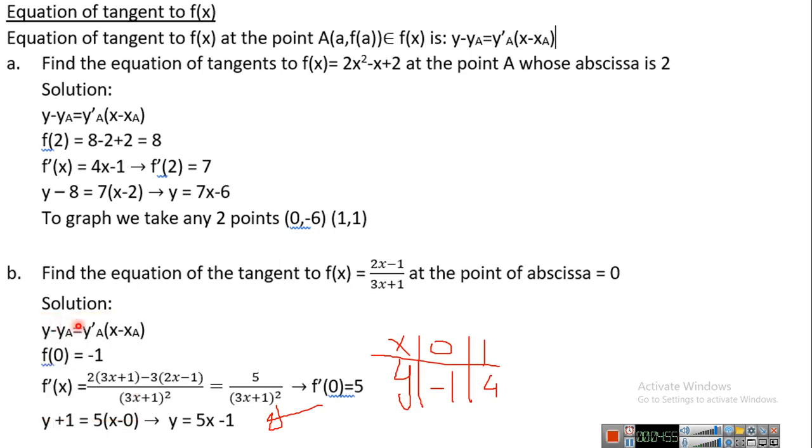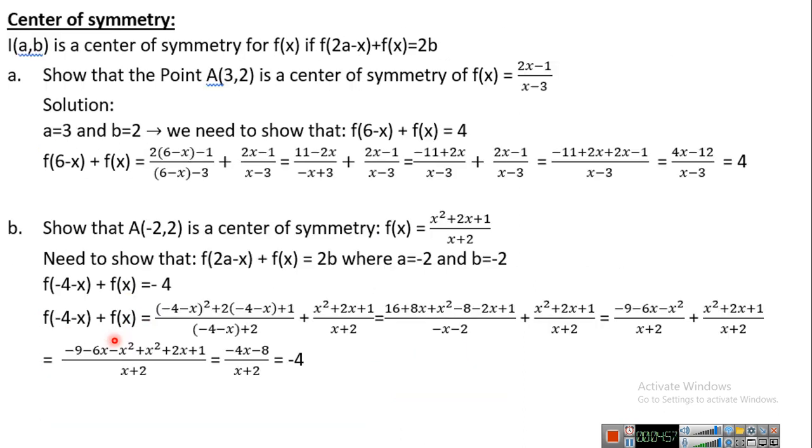Center of symmetry. A point is a center of symmetry for a function if f of 2a minus x plus f of x equals 2b, where a is the abscissa of the point and b is the ordinate of the point. So what do we mean by this? Here you have the point 3, 2.